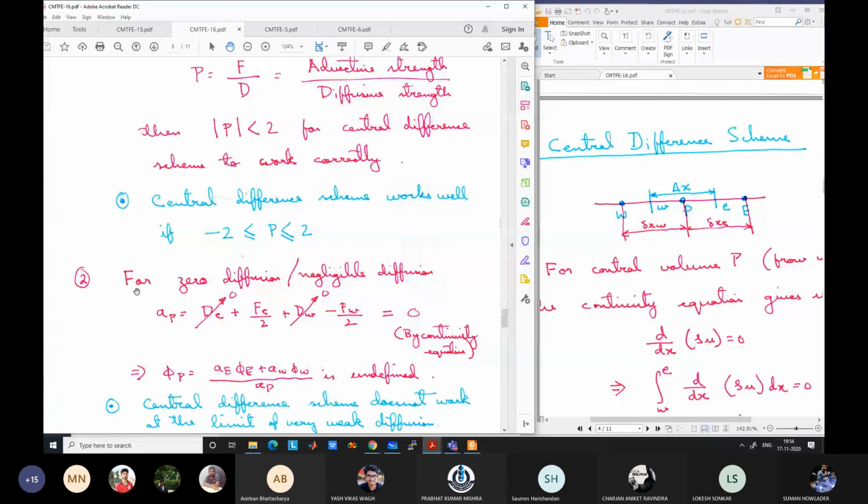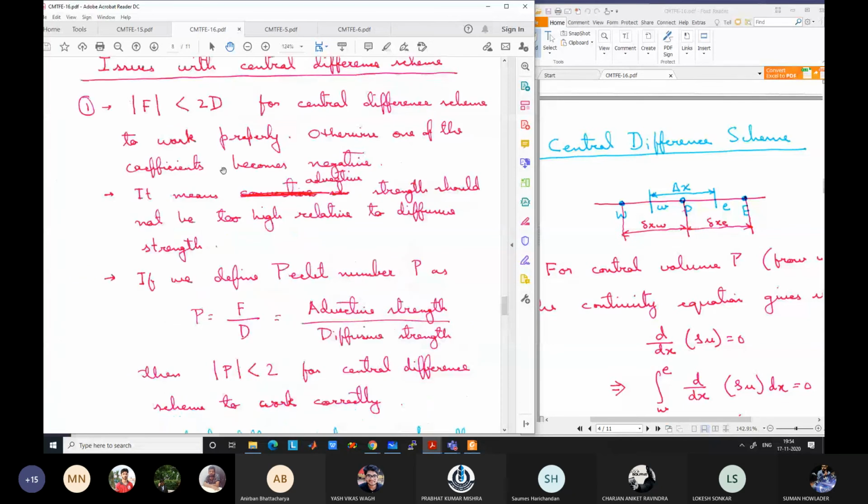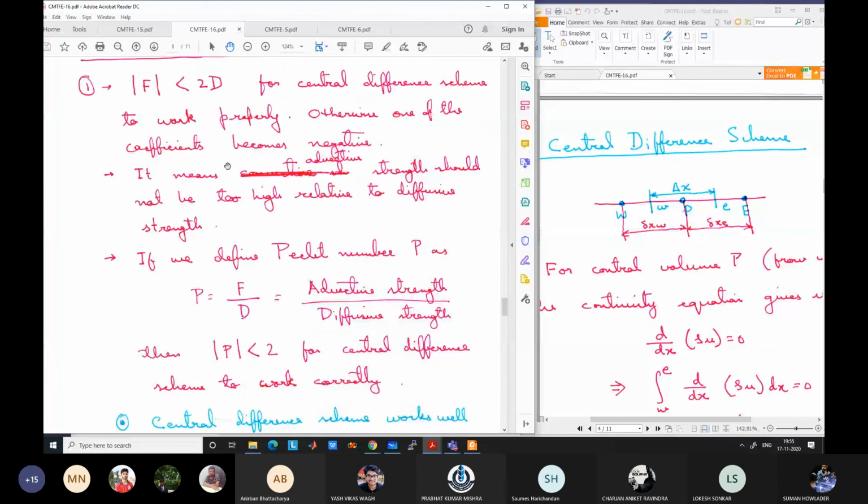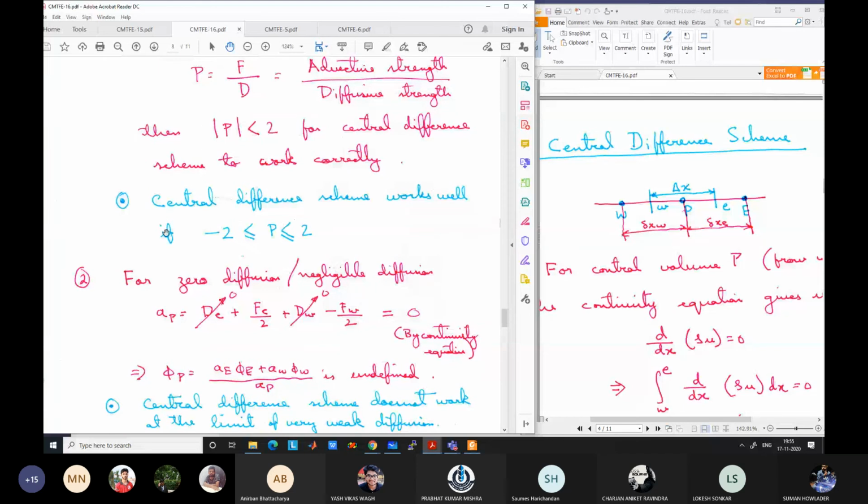This is one problem, that there is a limitation of the central difference scheme. F has to be less than 2D, otherwise it is not going to work properly. The second limitation is that in some cases the diffusion is very negligible. As I was saying, flow is very large and diffusion can be almost neglected, or the conductivity is very poor in some types of materials.